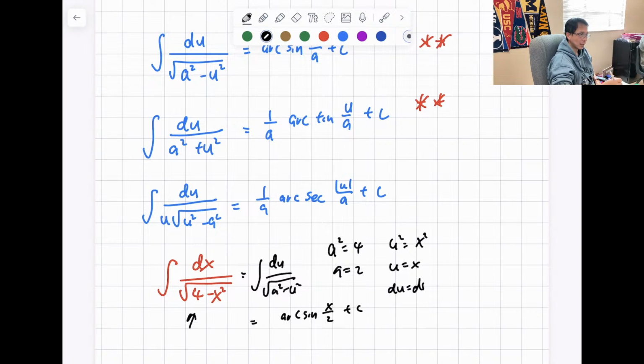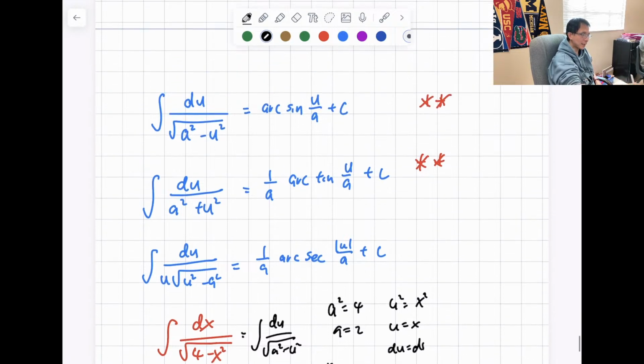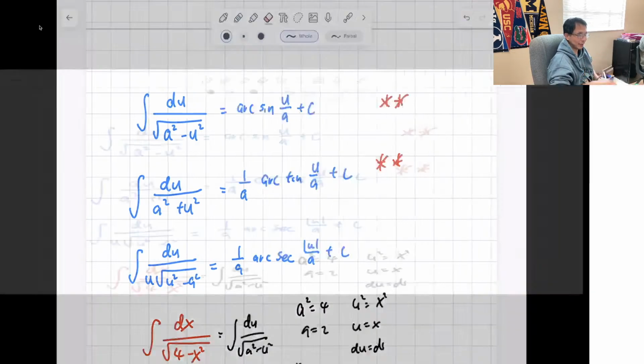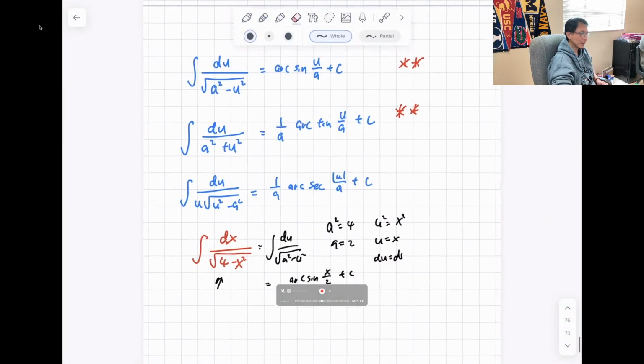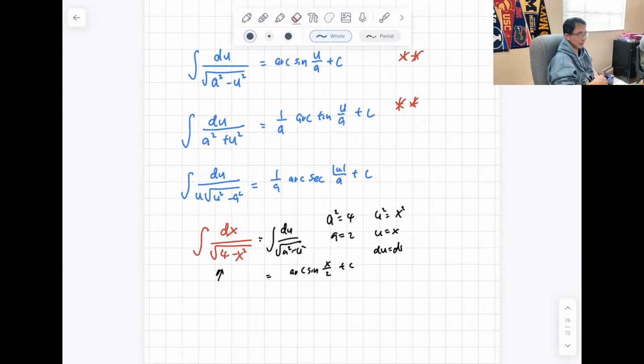And I'm done. And realize that the first one doesn't have 1 over a in the front, but arctan and arcsecant have a 1 over a in the front. Don't ask me why, I don't know why. I never bothered to look it up. Maybe I should look it up, but I'm too lazy.